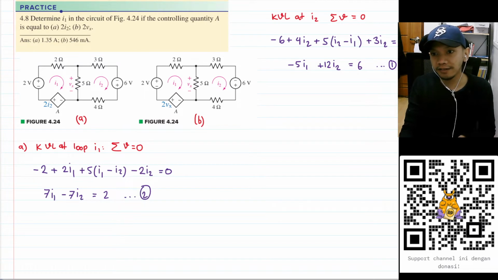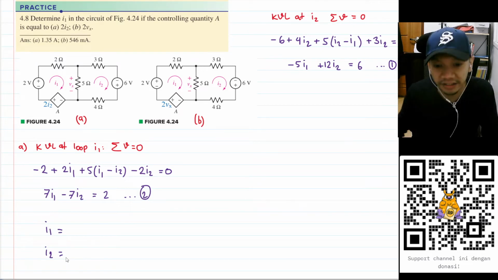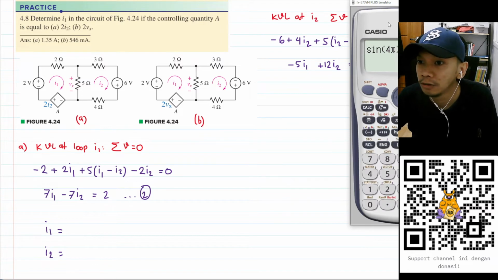So we have this equation number 1 and this equation number 2. We should be able to solve that, so I will have I1 and I2. Because I do not want to deal with fractions and all of the decimals, I just plug it into a calculator.